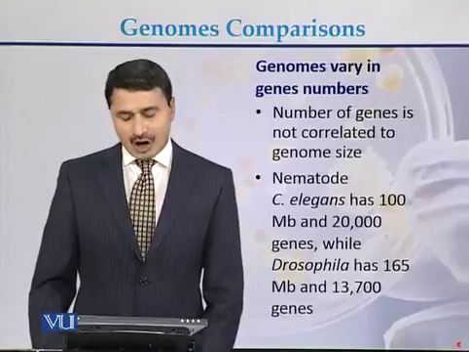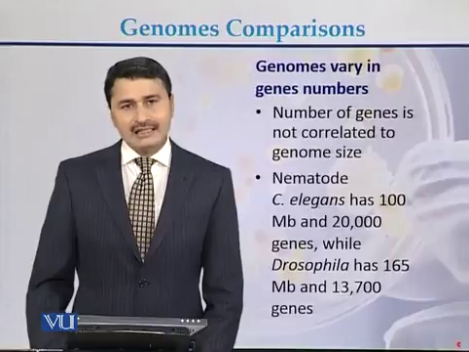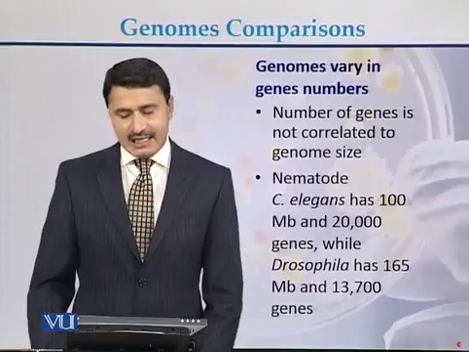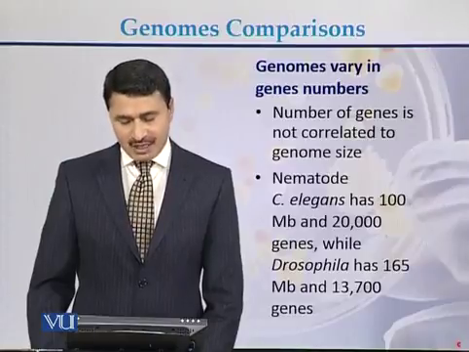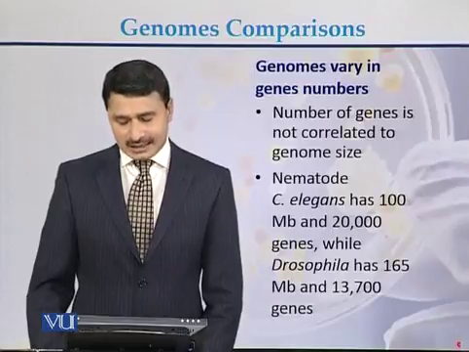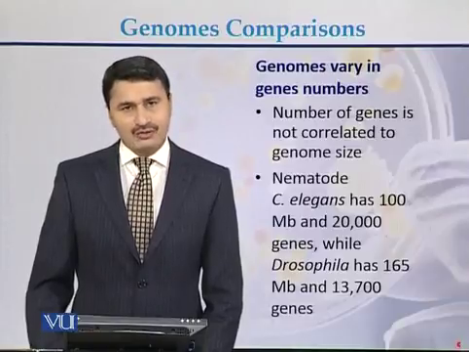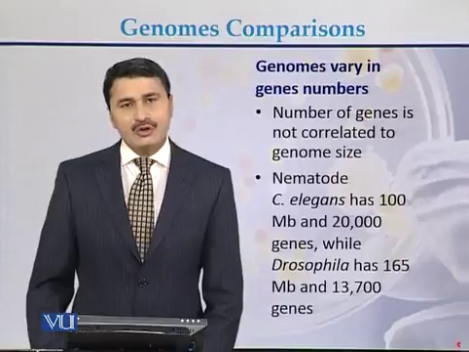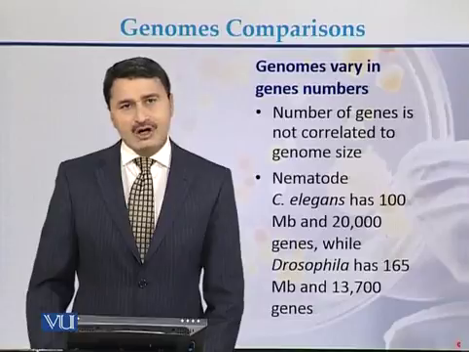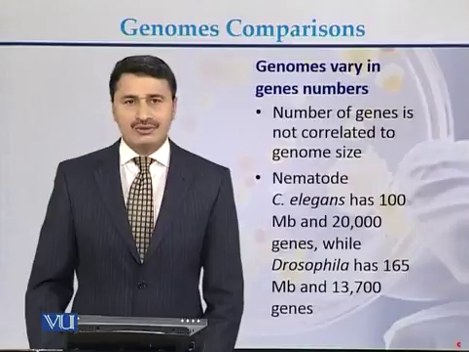The number of genes is not correlated to the size of the genomes. For example, the nematode C. elegans has a 100 MB genome, and the number of genes present on its genome is 20,000. On the other hand, in Drosophila, the size of the genome is 165 MB, and the number of genes present on the genome of Drosophila is approximately 14,000.